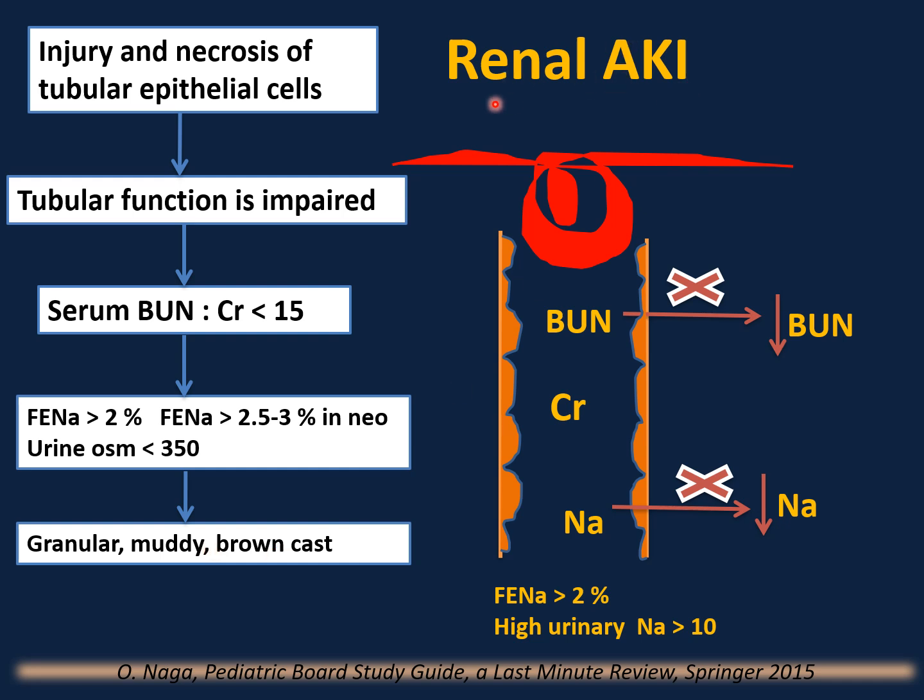Finally, remember that renal acute kidney injuries are associated with a low BUN to creatinine ratio, high urinary sodium, FeNa more than 2% in older children, more than 2.5 to 3% in neonates, and the urine osmolality will be low. The kidney, or the renal tubule, is not able to concentrate the urine. Why? Because they are damaged. So the urine osmolality will be low, less than 350. So remember that, and this will make it very easy for you to differentiate between these three conditions.